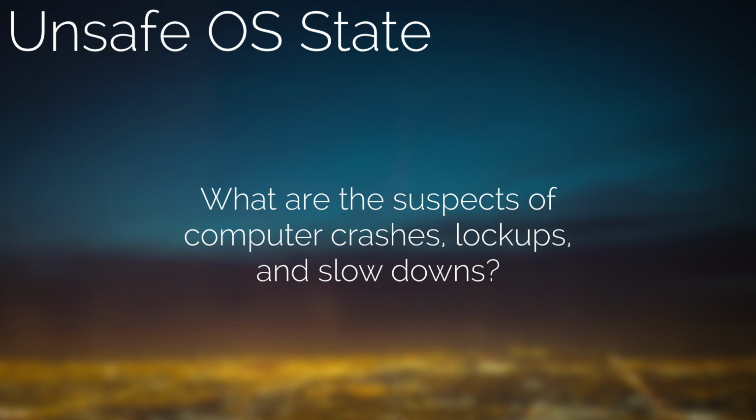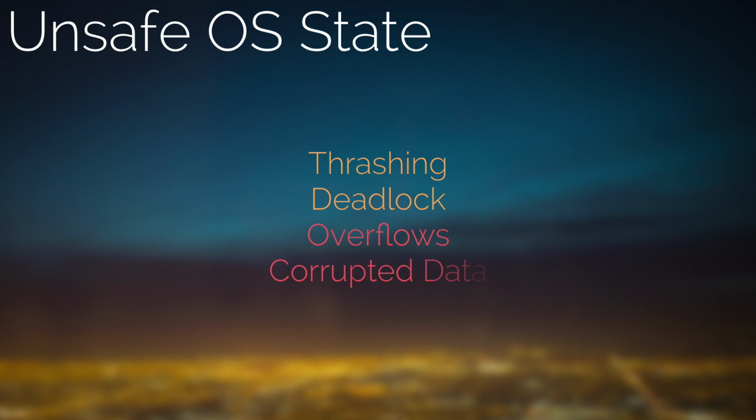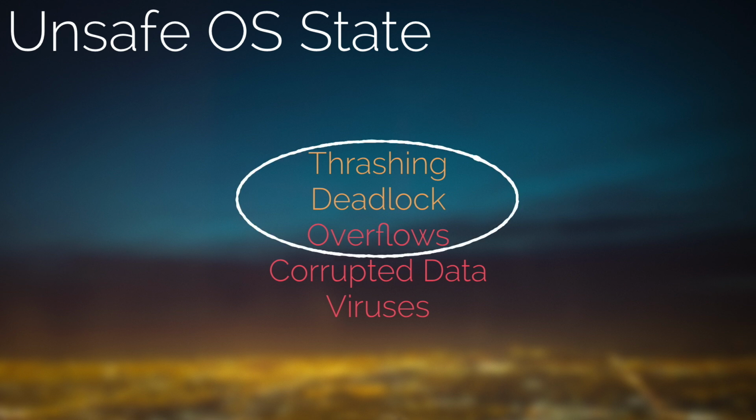Well, honestly, the answer is there could be a million different reasons why a computer freezes up or crashes, but I'm going to be rather general and boil it down to 5 suspects: thrashing, deadlock, overflows, corrupted data, and viruses. Now, modern operating systems can be rather robust to these issues, but any of these problems can happen in theory. Let's focus on these first 3.